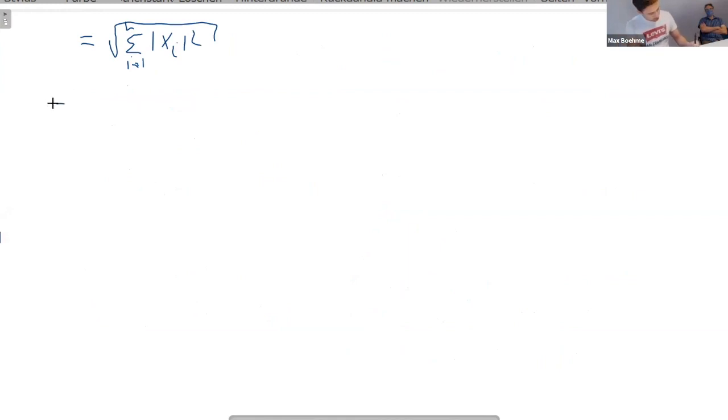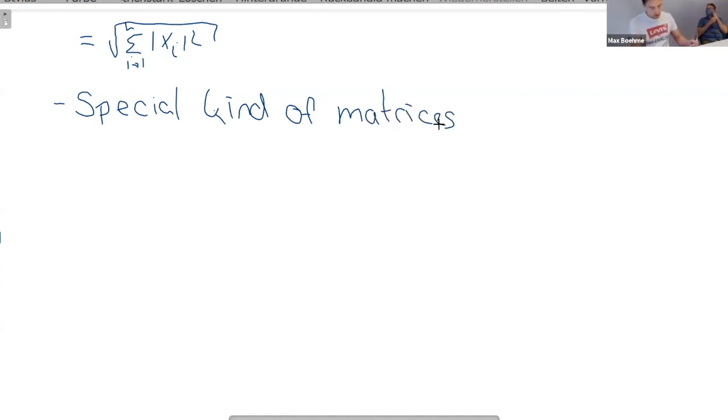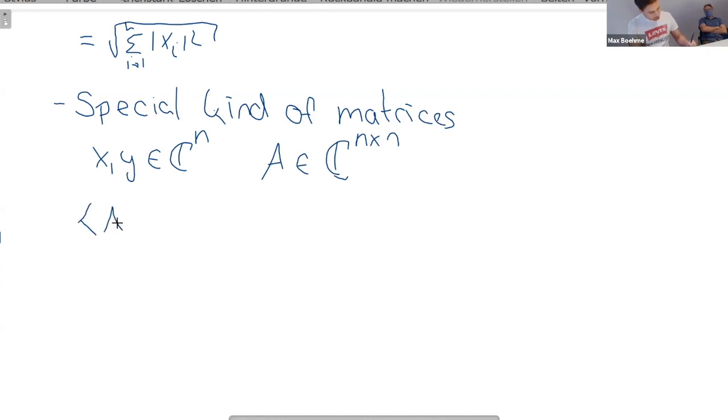And we also introduced some special kinds of matrices. So let X and Y be again some complex vectors, and A be a square matrix living in the n cross n matrix space. If you remember, if you want to evaluate an expression like this here, where we write the matrix in the first argument, this is nothing more than taking the complex conjugate of this expression, transposing it, and matrix multiplying it with Y.